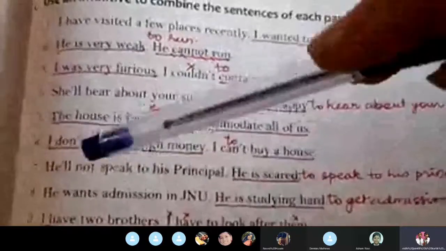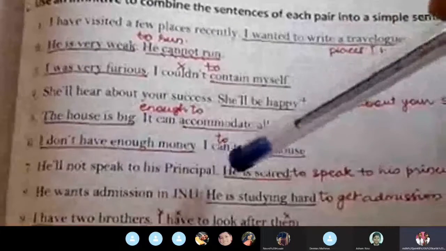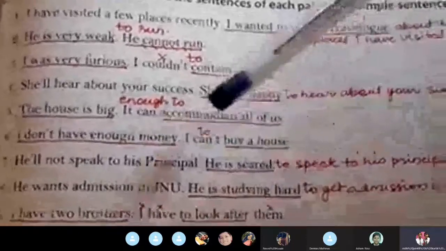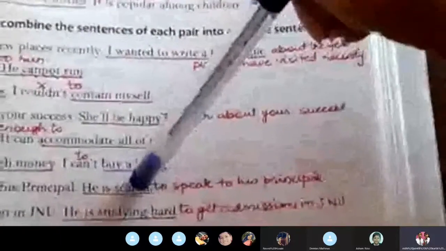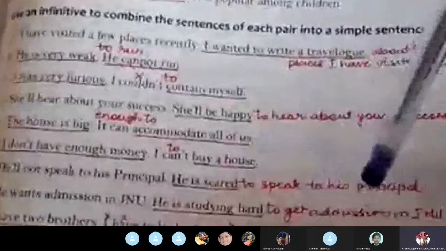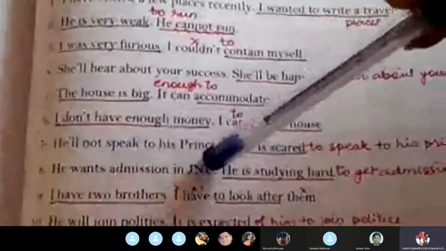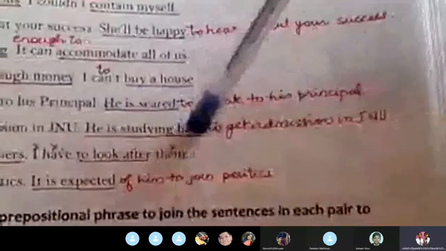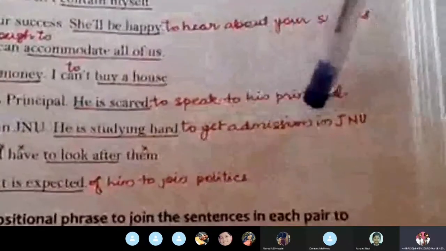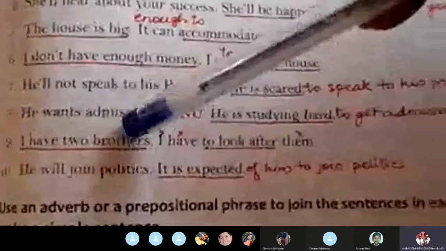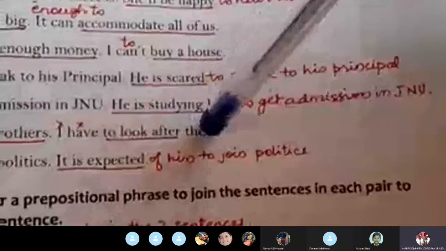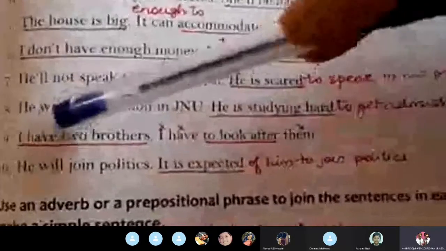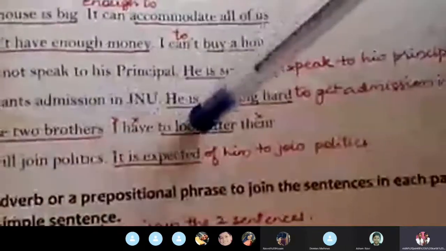Number 7: He'll not speak to his principal. He is scared. Answer: He is scared to speak to his principal. Number 8: He wants admission in JNU. He is studying hard. Answer: He is studying hard to get admission in JNU. Number 9: I have 2 brothers. I have to look after them. Combine them: I have 2 brothers to look after.